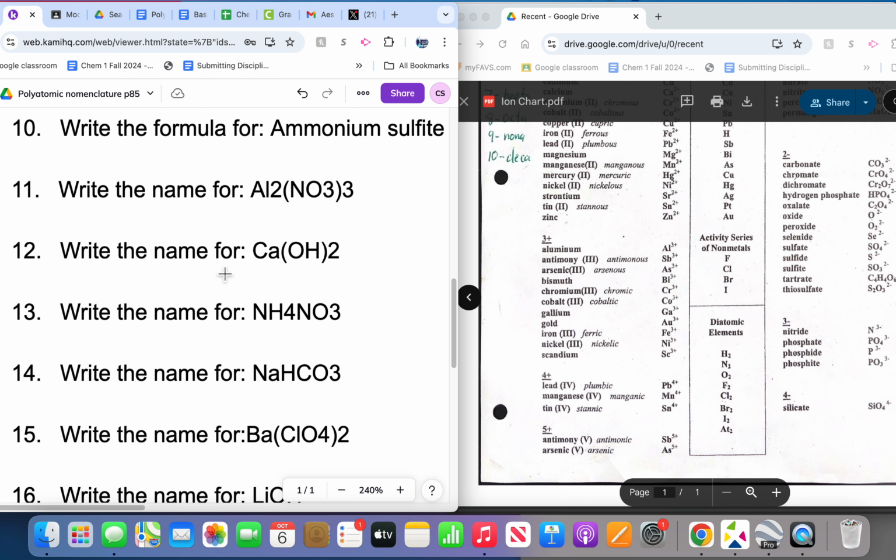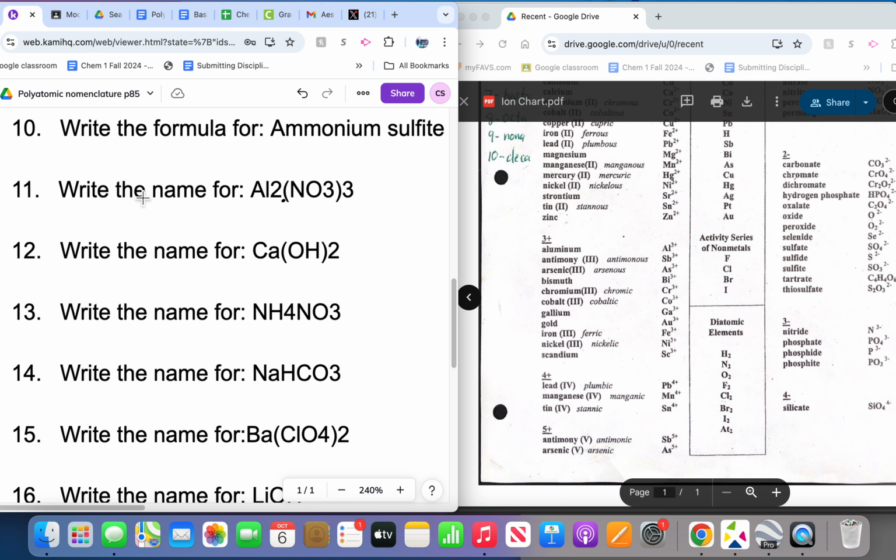Now, one thing on these worksheets, this 2 here is supposed to be a subscript. It's just that the way the one that we used to have online shows it, it's kind of not a subscript. If you look at your homework problems on page 85, they are written correctly, but this is like Al2(NO3)3. It just doesn't look like it's a subscript.